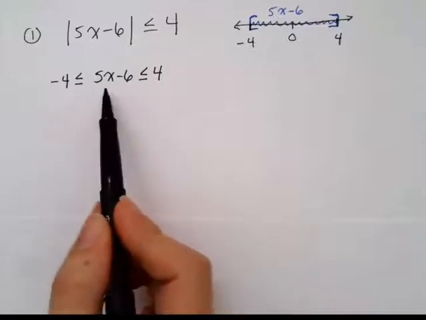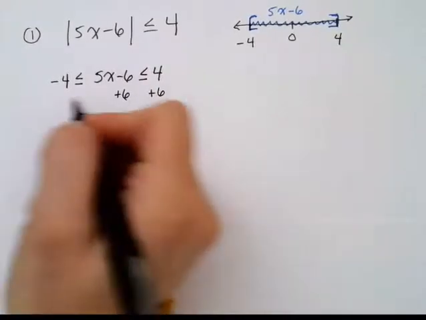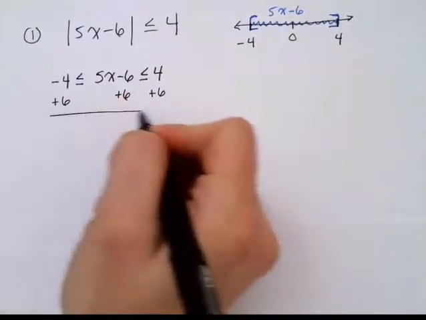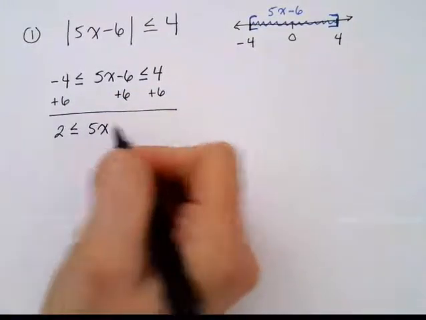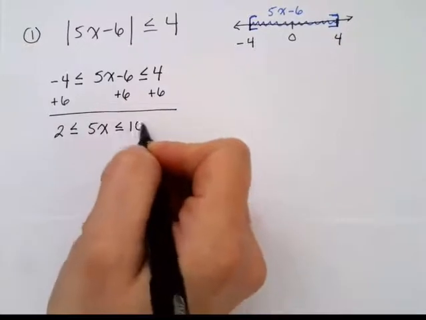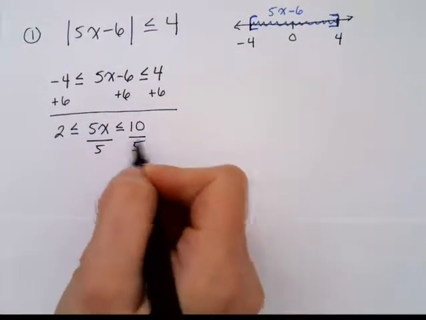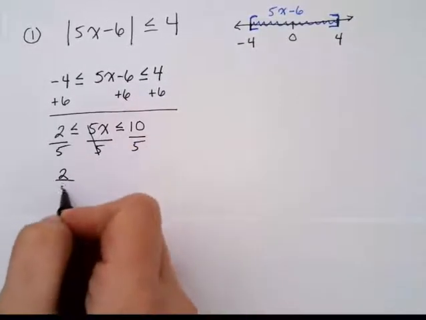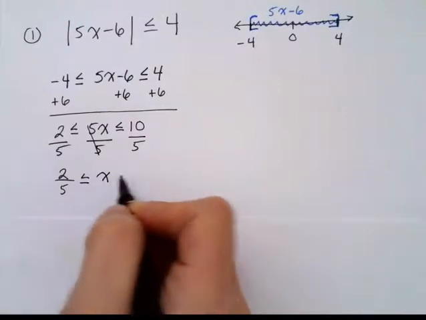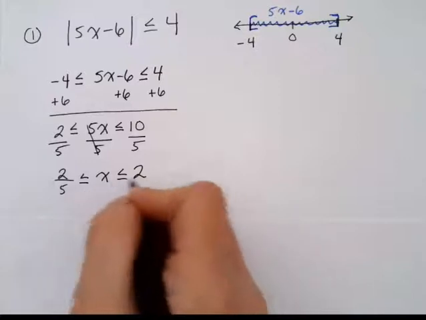For this kind of inequality, I want to isolate the x in between the inequality symbols. So I will add 6 to all 3 sides. Here I have 2 is less than or equal to 5x, which is less than or equal to 10. Divide by 5 3 times. 2/5 is less than or equal to x, which is less than or equal to 2. So this is my solution set.